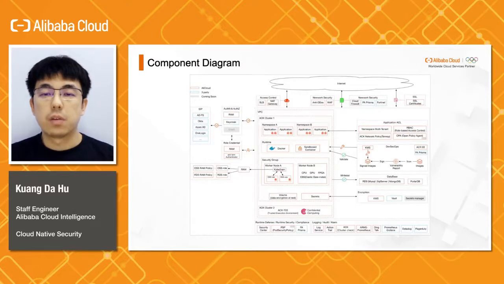This page is the component diagram of our security framework. We have access control, network security, and SSL certificate service in our infrastructure platform. And we integrated RAM and a third-party SSO solution for authentication. And there is a whole fine-grained RBAC authorization access control framework.